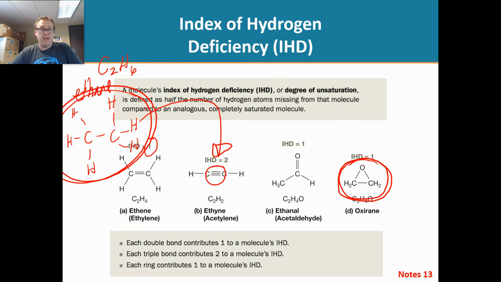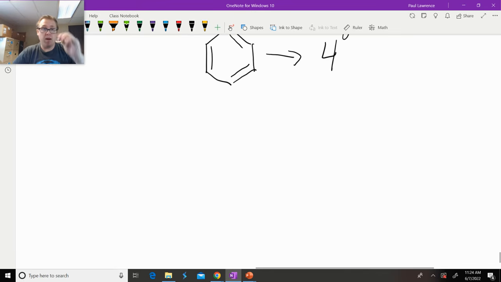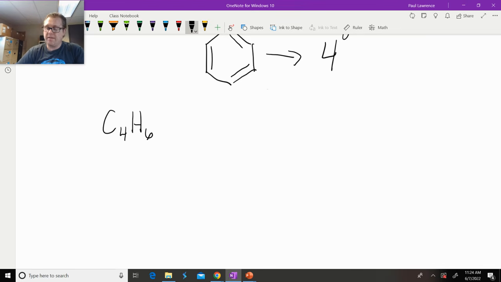Now, what if we do it in the opposite way? What if we only have a molecular formula? How do we calculate the degrees of unsaturation? So to do that, let's look through some examples here. What if I had that molecule there? How many degrees of unsaturation do we have? Well, in order to do that, we need to know this formula.